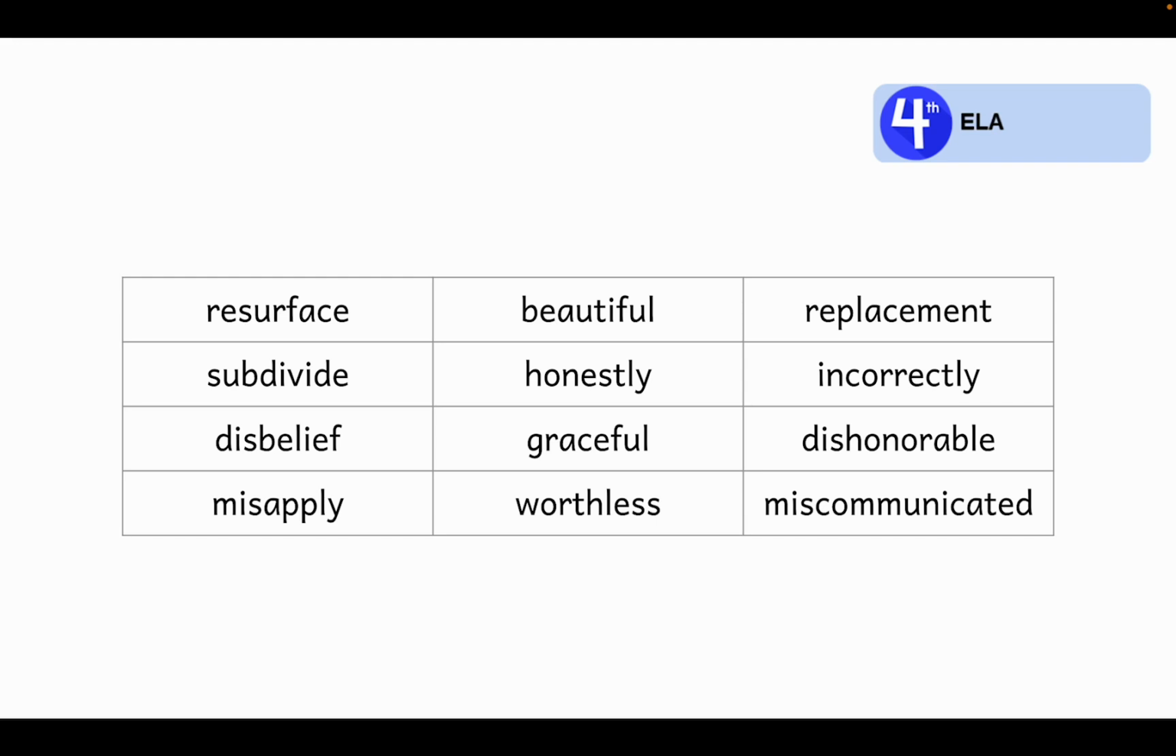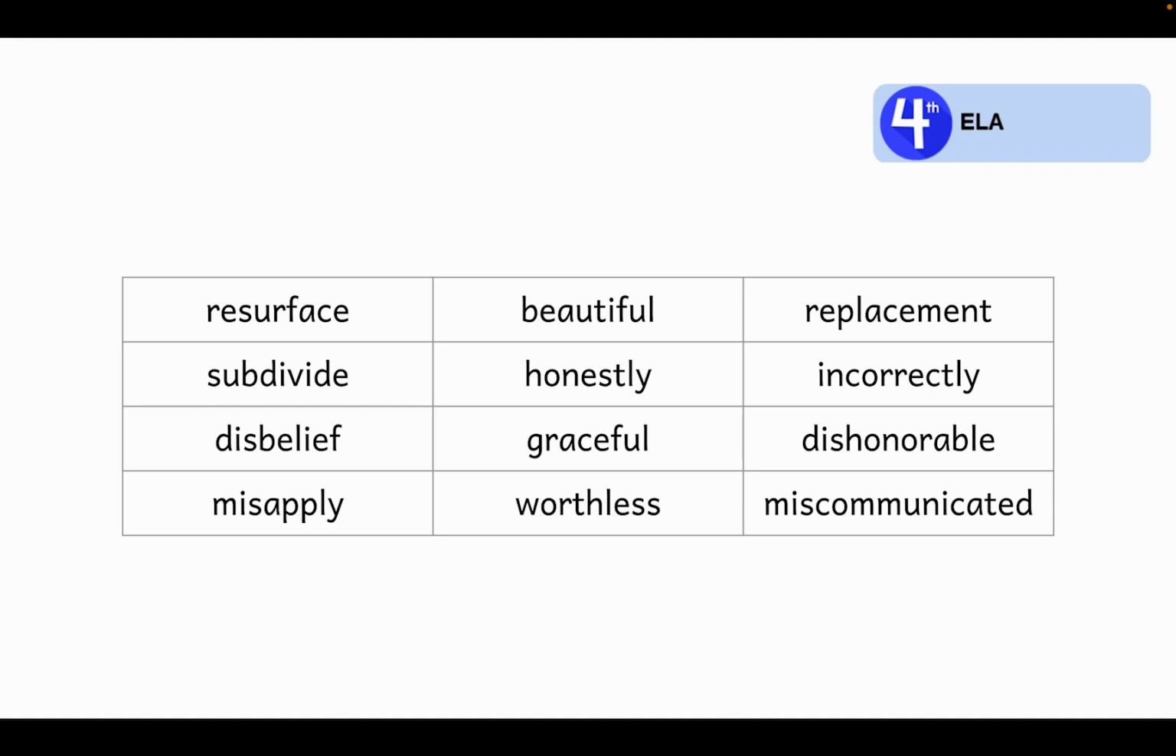Then we have the word incorrectly. What is the base word of incorrectly? The base word is correct. This has a prefix and suffix. The prefix is in. The suffix is ly. What is the base word in dishonorable? The base word is honor. The prefix is dis. And the suffix is able.